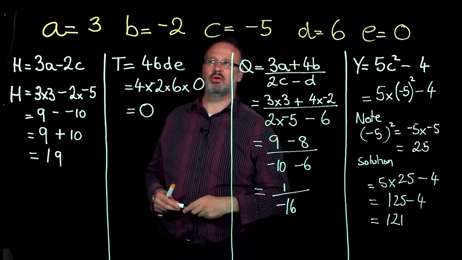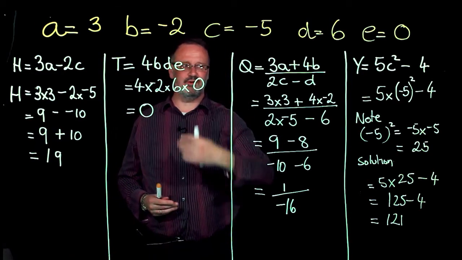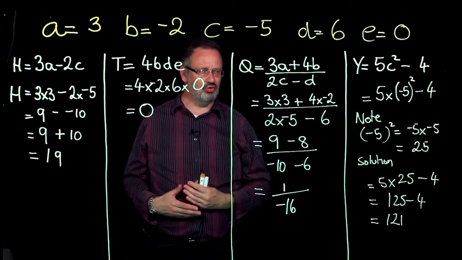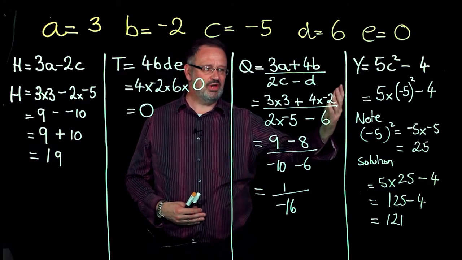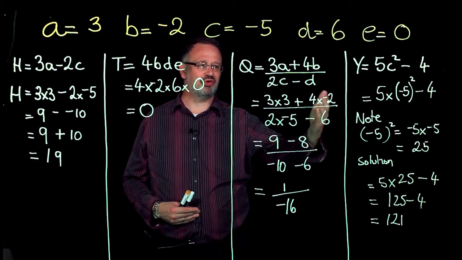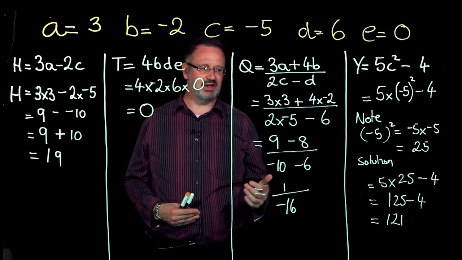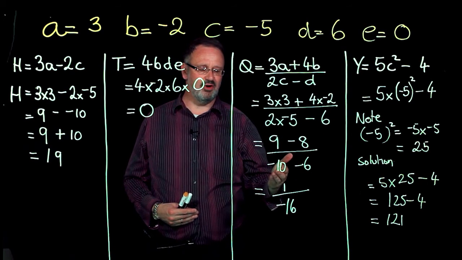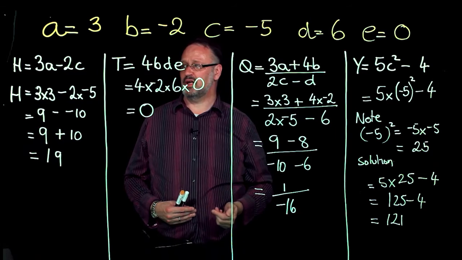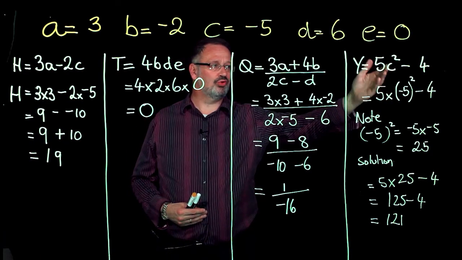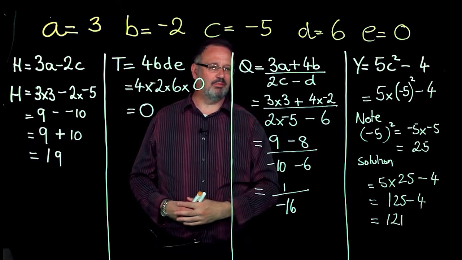So in summary, when substituting negative values, you just need to be a little bit more cautious. Firstly, when we have 4 times a negative quantity here, that gave us -8. 2 times -5 was -10. And equally, when we had negative quantities which were squared, that made it positive.